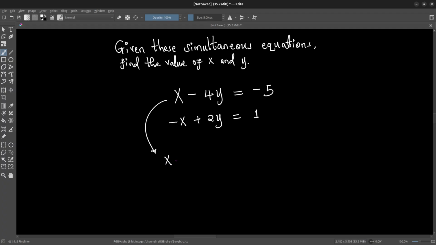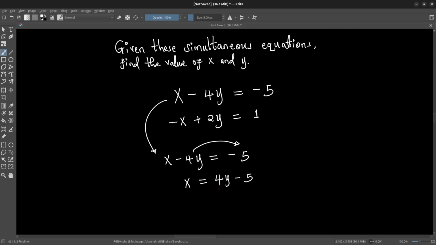So we have x minus 4y is equals to negative 5. So we are going to take the negative 4y to the other side. On the left hand side, we are left with x. X is equals to, when the negative 4y comes to the right side, it becomes positive 4y. So that's 4y, and then we have the minus 5. So now we have x in terms of y.